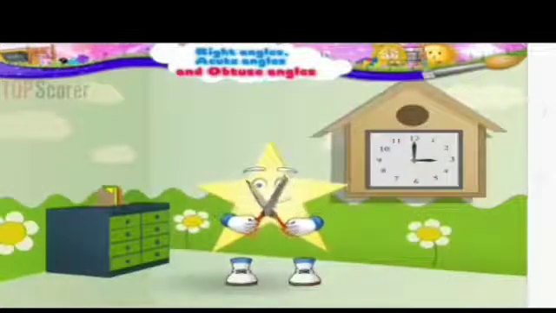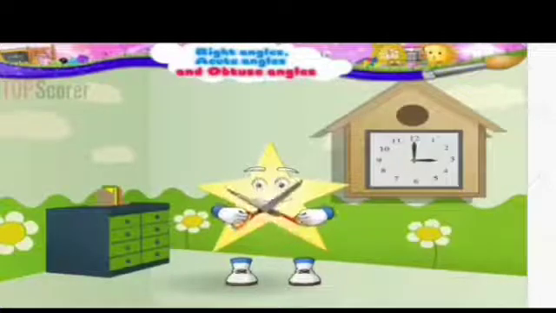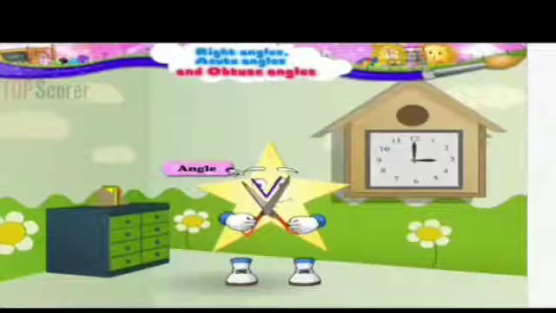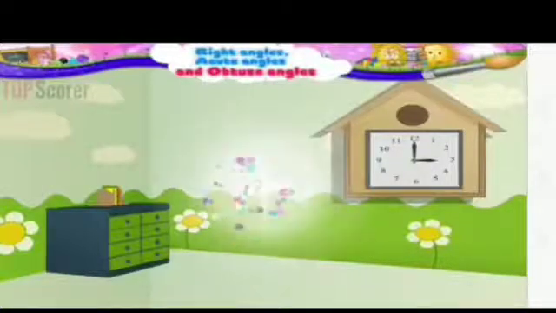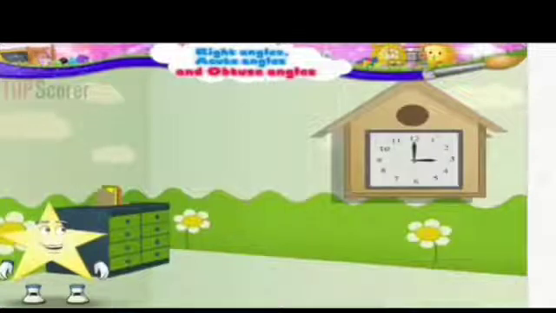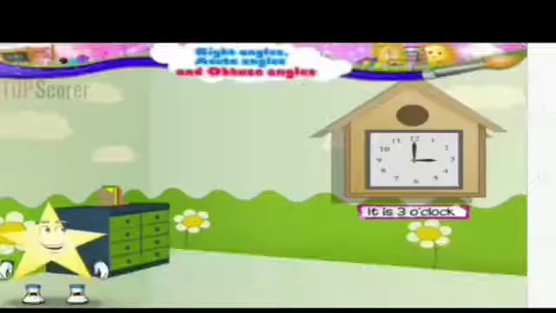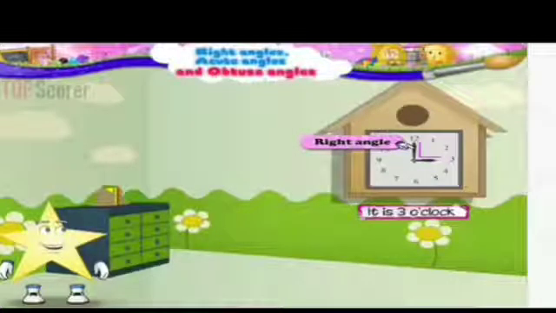Hey, Starry, are you playing with the scissors? You seem to be enjoying it. Starry, what is that shape formed by the two blades of the scissors? Oh, is it an angle? Correct. Now, did you notice that the angle formed by the blades was growing bigger when you were opening the scissors? Look at this clock, Starry. What time is it? Yes, you are right, Starry. It is 3 o'clock. Now, do you see the angle formed by the two hands of the clock? The angle formed between the minute hand and the hour hand is called a right angle.